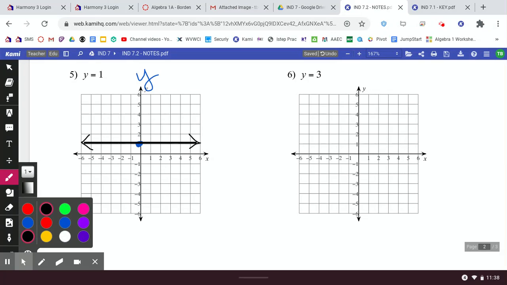It cannot touch the X axis because it doesn't have an X in the equation, which means it cannot dip down and touch that X axis. And if that helps you remember it, okay? Let's look at the next one.